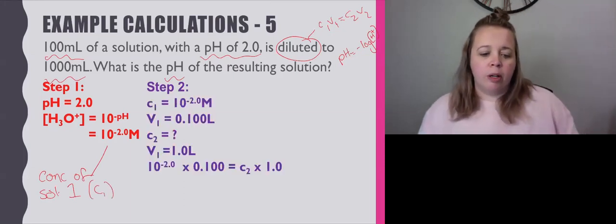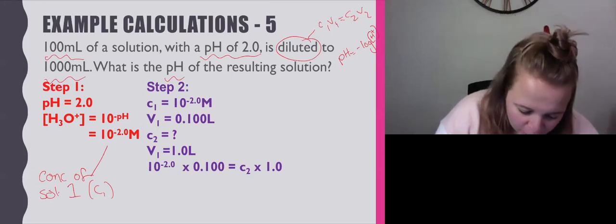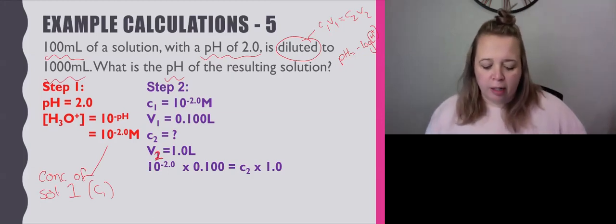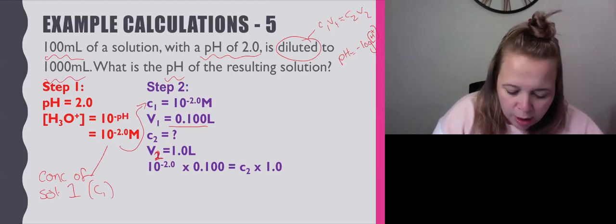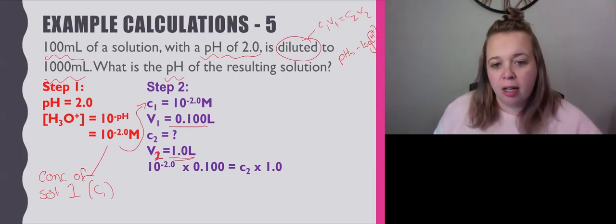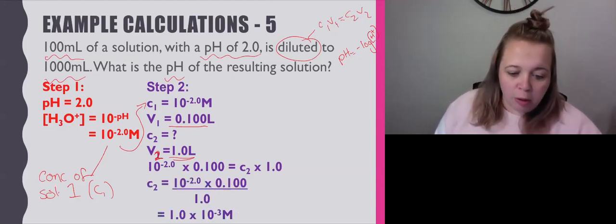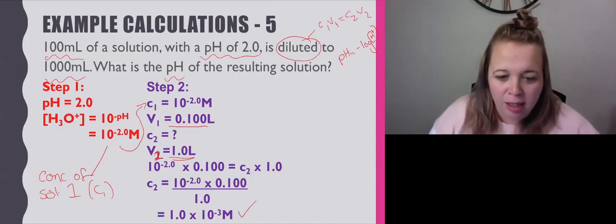Next step, we're going to plug in our C1V1, and that's meant to be V2 there, and plug in to find our concentration of the second solution. So the concentration I've pulled directly from here. The volume of the original solution was 100 mL, but we're putting it in litres. The volume of the final solution is 1 litre, and we're going to find out what the concentration is. Plug them all in. Bob's your uncle. Here's my concentration in the second solution.